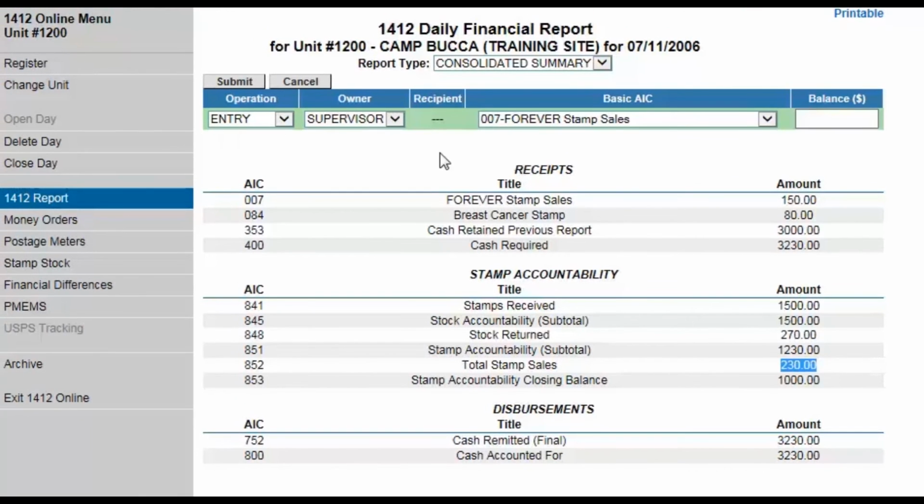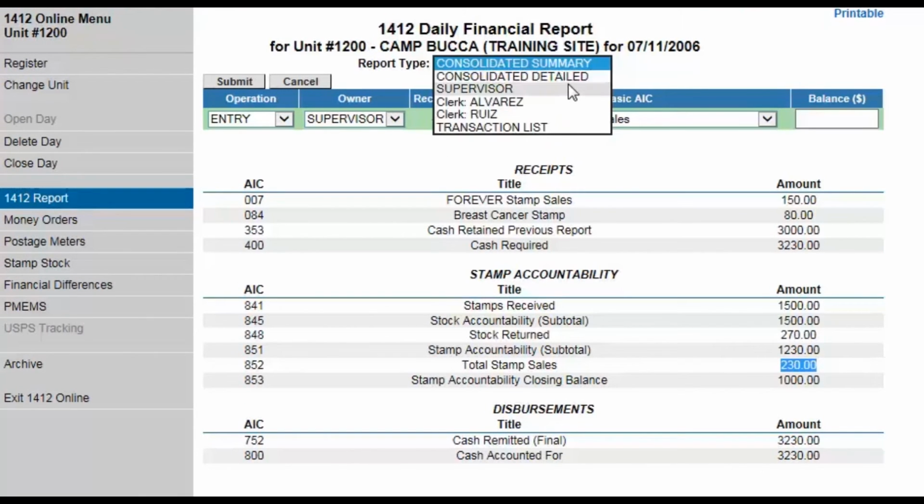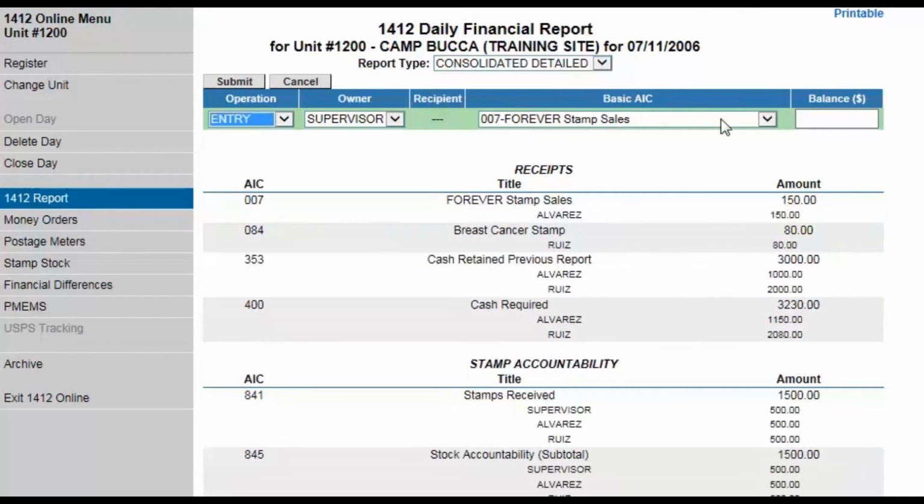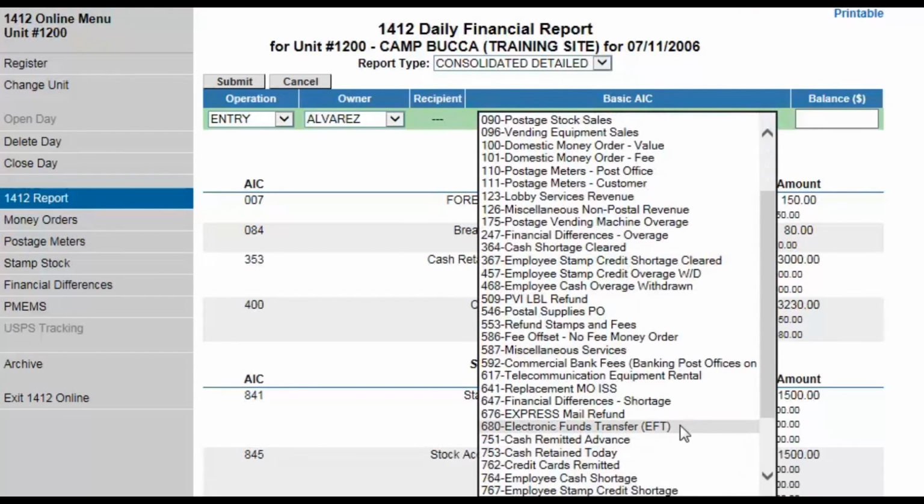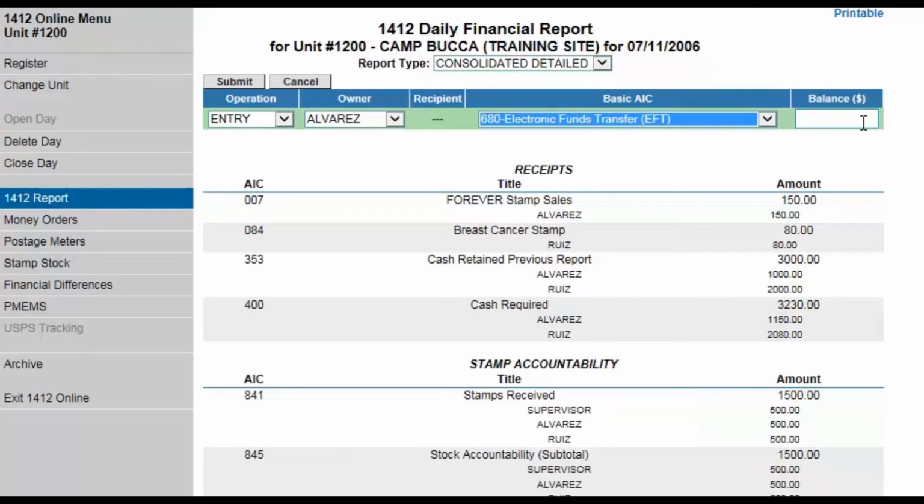So first things first, to help you COBs identify who did what, please ensure that you perform the following actions under the consolidated detail. We know that Clerk Alvarez today ended up selling a total of $150 worth of stamp stock. So we are going to say that the entire amount was paid for using Eagle Cash. So we are going to identify it as an electronic funds transfer.